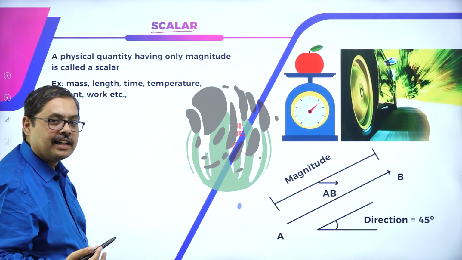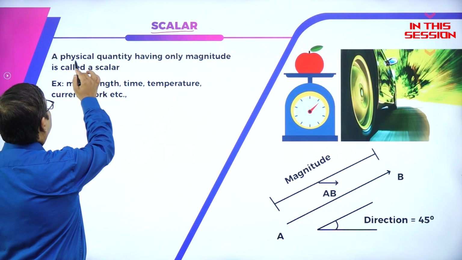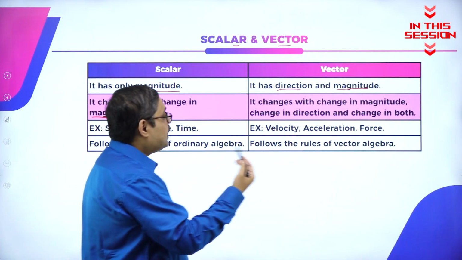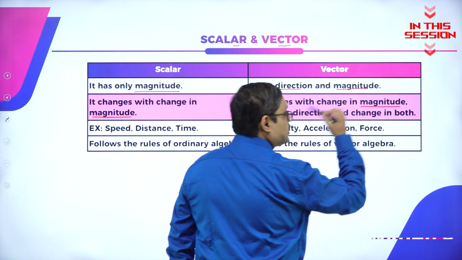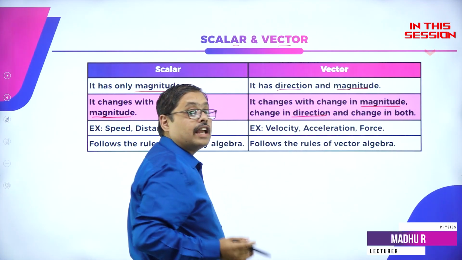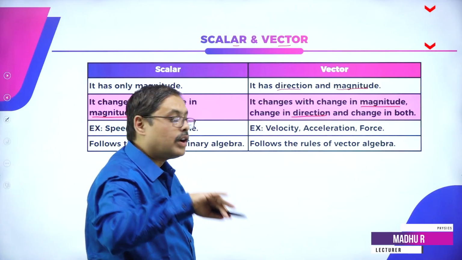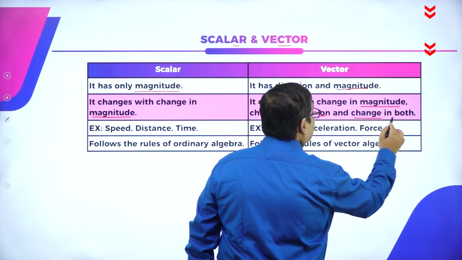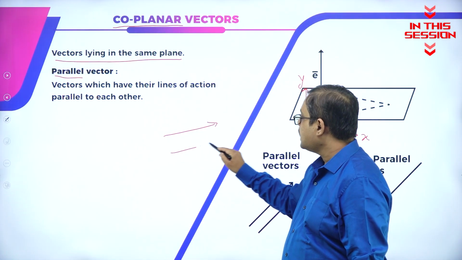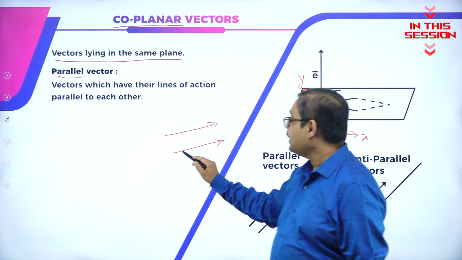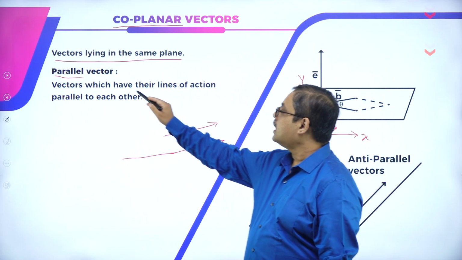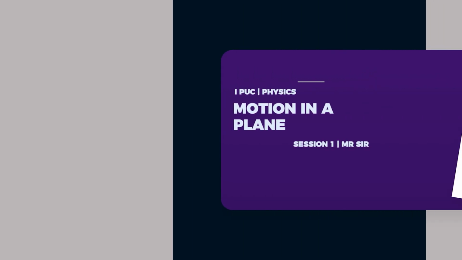What is a scalar? A scalar is a physical quantity which has only magnitude. There is no direction with it. If there is change in magnitude, the vector changes. If there is change in direction, the vector changes. If there is change in both magnitude and direction, then also the vector changes. If two vectors are acting in the same direction, their magnitude may be equal or may be different. Then they are called as parallel vectors.